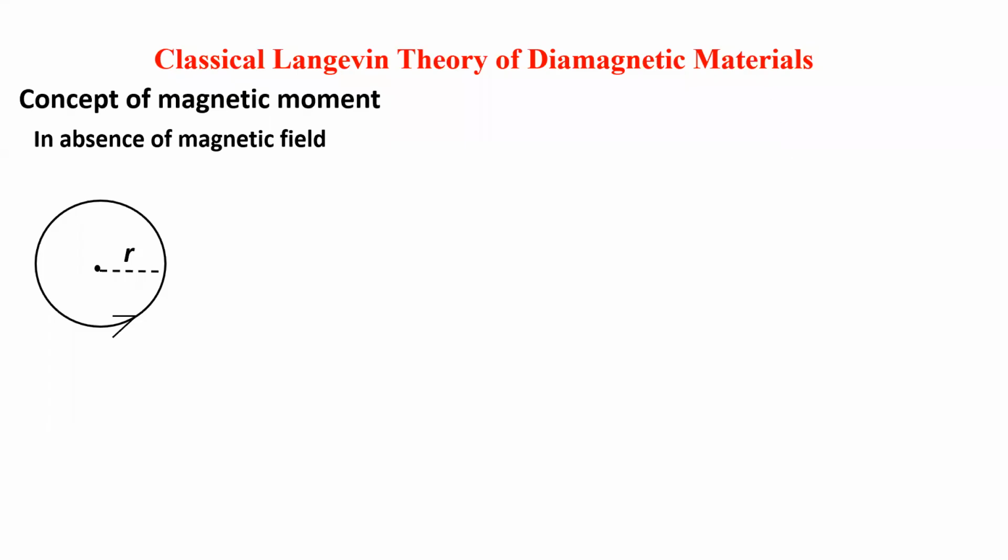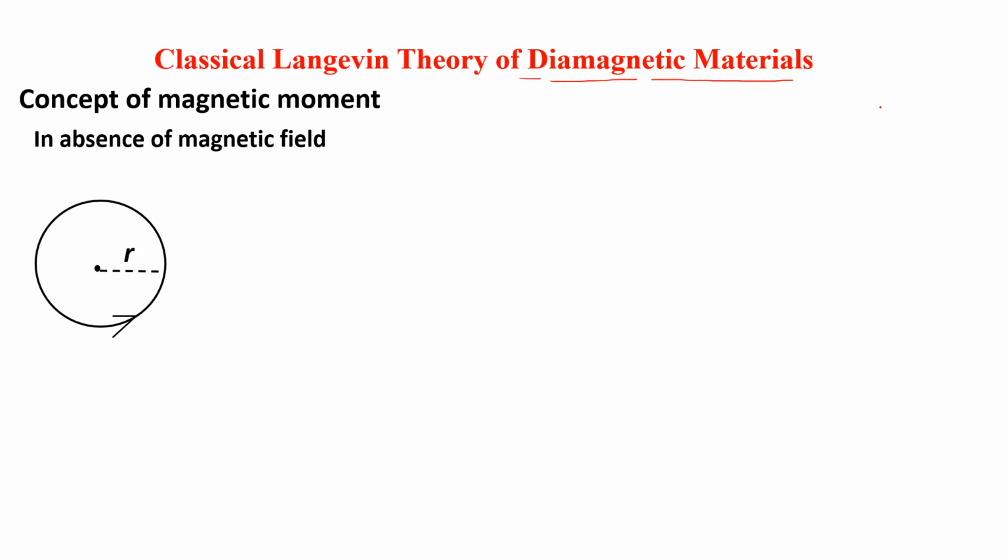Hello friends. Now we'll discuss the important article from the chapter, Magnetic Properties of Matter. And that article is the classical Langevin theory of the diamagnetic materials. So in my earlier lecture, we have seen the basic things regarding these magnetic materials.